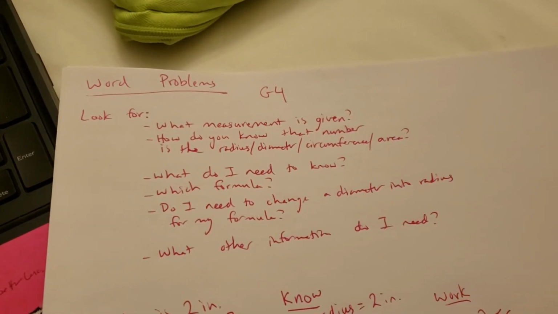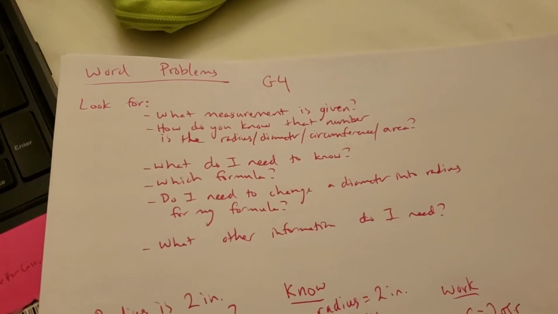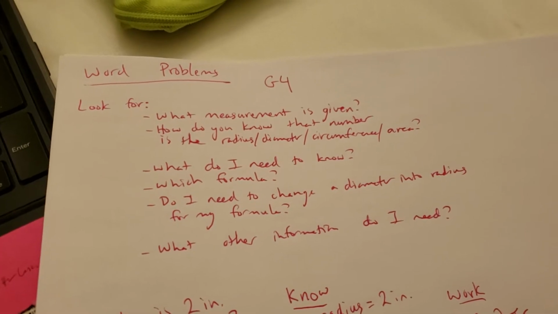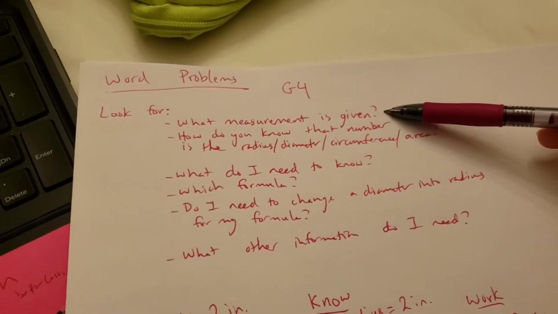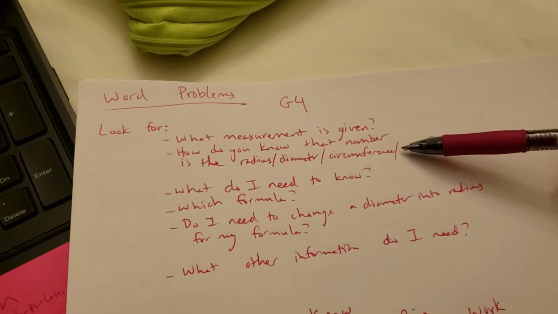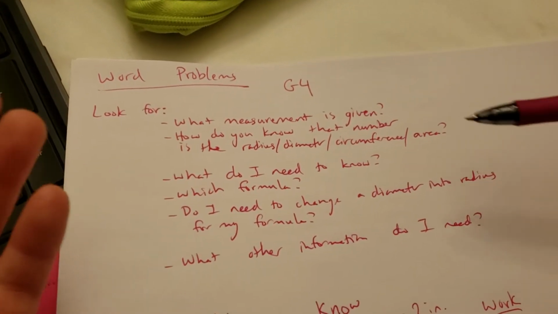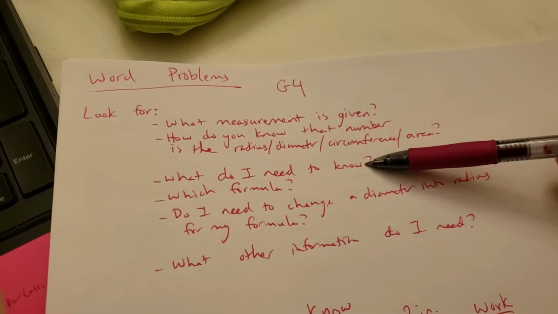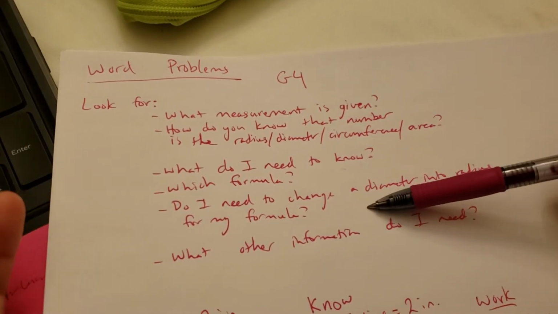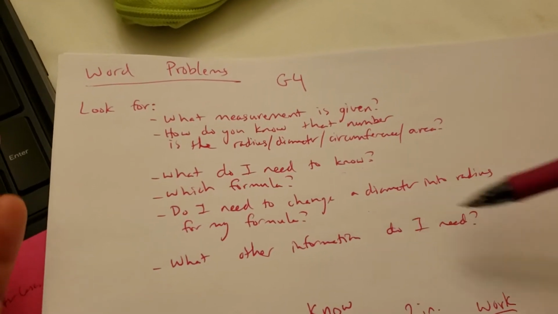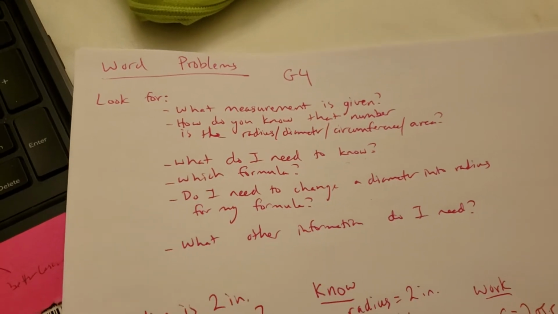Alright, I'm going to do another word problem example from G4 for 7th grade math. Again, we're going to look at what measurements are given. We're going to look at how we know, for example, whether it is a radius, diameter, circumference, or area value. We're going to find what we need to know, which formula we need, whether we need to change anything to use in the formula, and what other information we need.